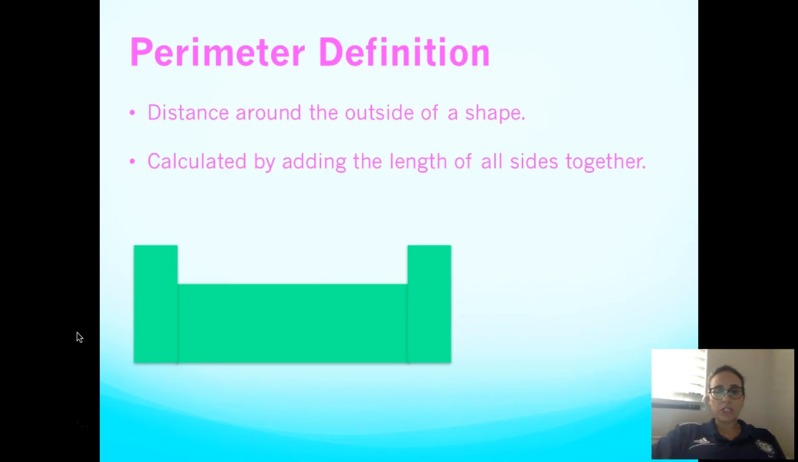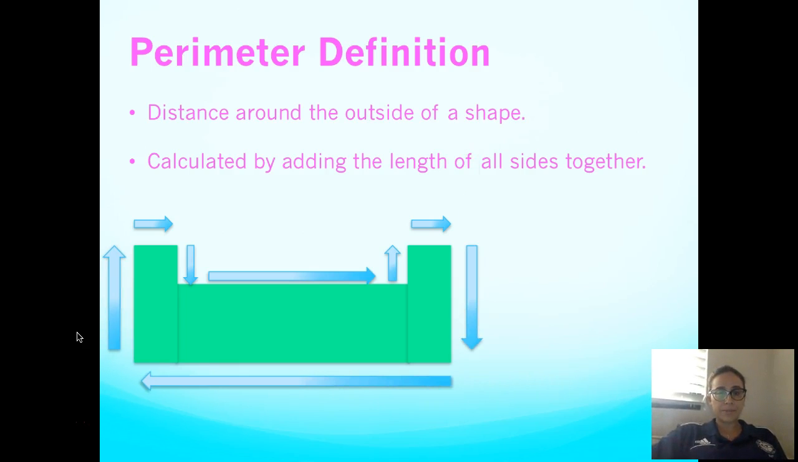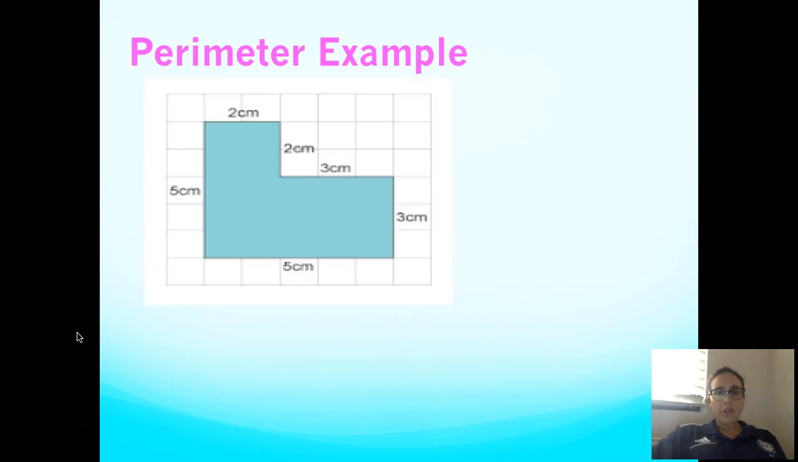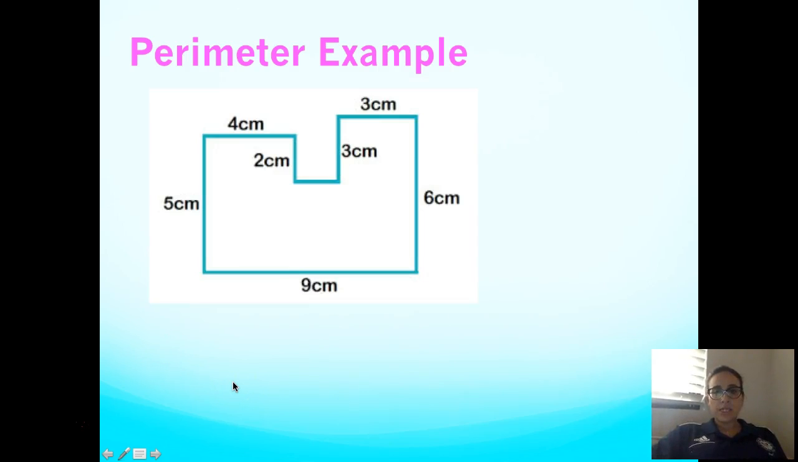Here we have a composite shape. This is the outside of the composite shape. You can see that this shape has many sides. Our first example. Here we have a composite shape. This example is quite simple as we are given the lengths of every single side. So all we need to do is add all these measurements together. So 2 centimeters plus 2 centimeters plus 3 centimeters plus 3 centimeters plus 5 centimeters plus 5 centimeters, that equals 20 centimeters.